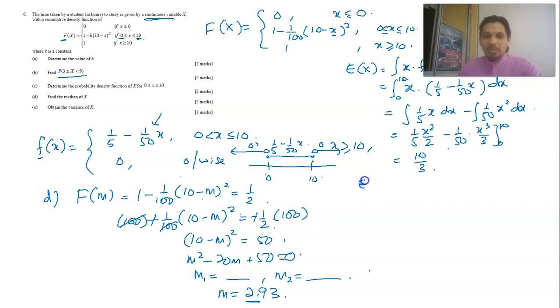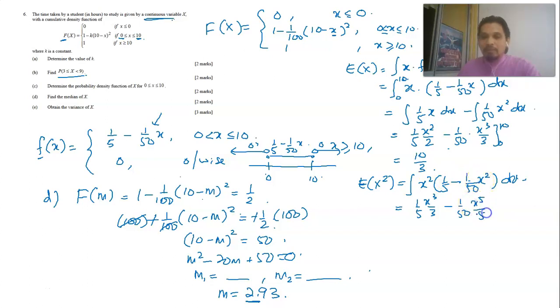So the expected value of x squared is the integral of x squared times the function f(x), 1 over 5 minus 1 over 50 x squared, dx. So that is 1 over 5 times x cubed divided by 3, minus 1 over 50 times x squared times x squared, equal to x to the power 4, x to the power 5 divided by 5.